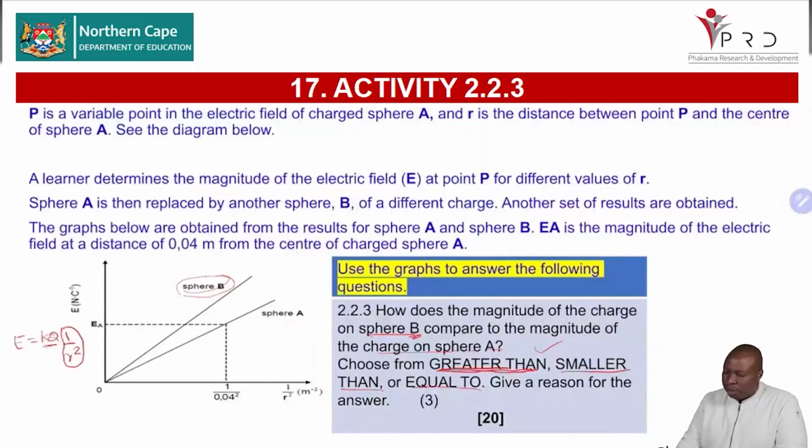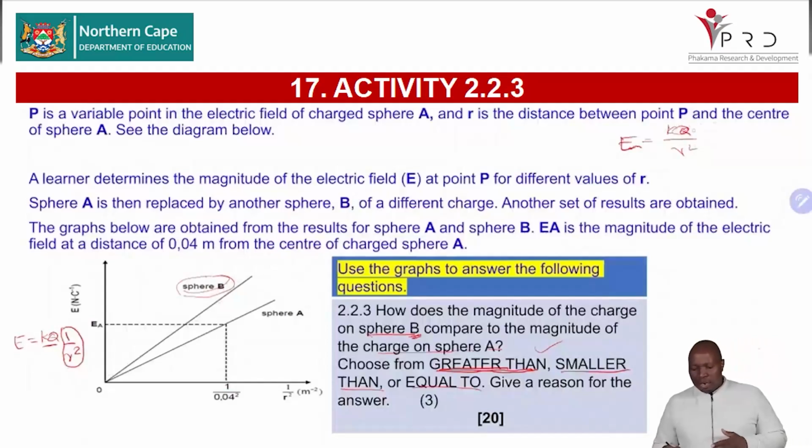Remember the relationship between E and Q. We said E equals KQ over r squared. So you know that as we increase the magnitude of the charge, the electric field will also increase. So there is a directly proportional relationship there. As we increase the charge, we increase E. So you can see for sphere B, E is increasing. That must be because the magnitude of Q is increasing, or because the gradient, which is KQ, is increasing. Remember, K remains constant anyway.